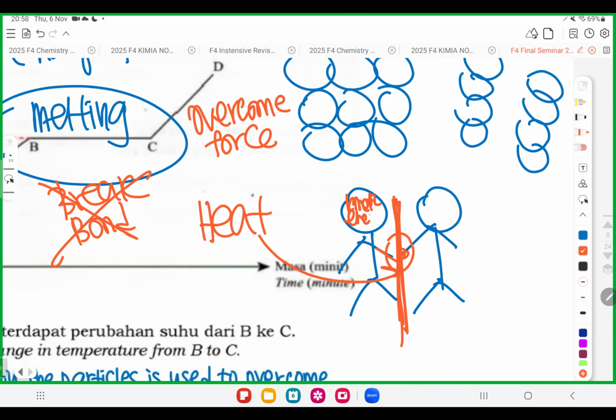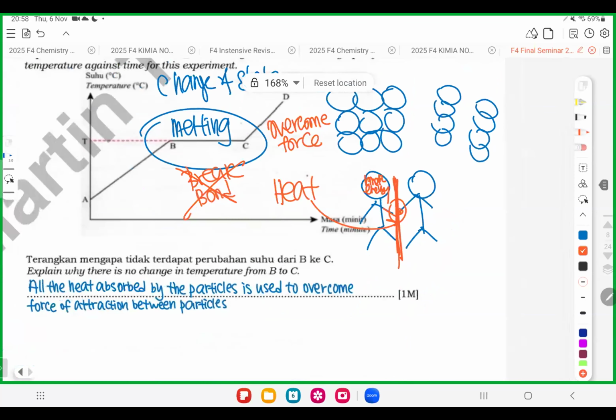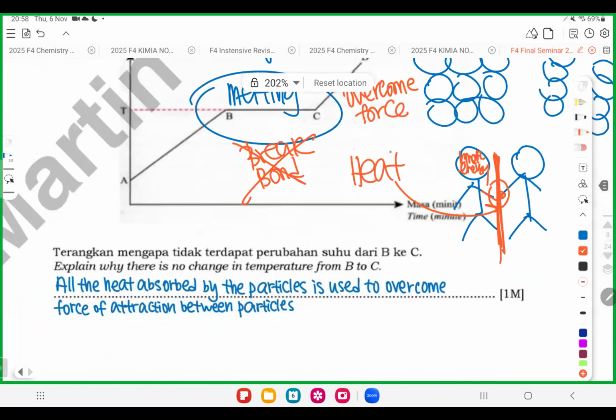So the kinetic energy didn't change. When kinetic energy didn't change, temperature will never change. Simple as that. Okay, so how to put it in words? Why didn't the temperature change? All the heat absorbed.